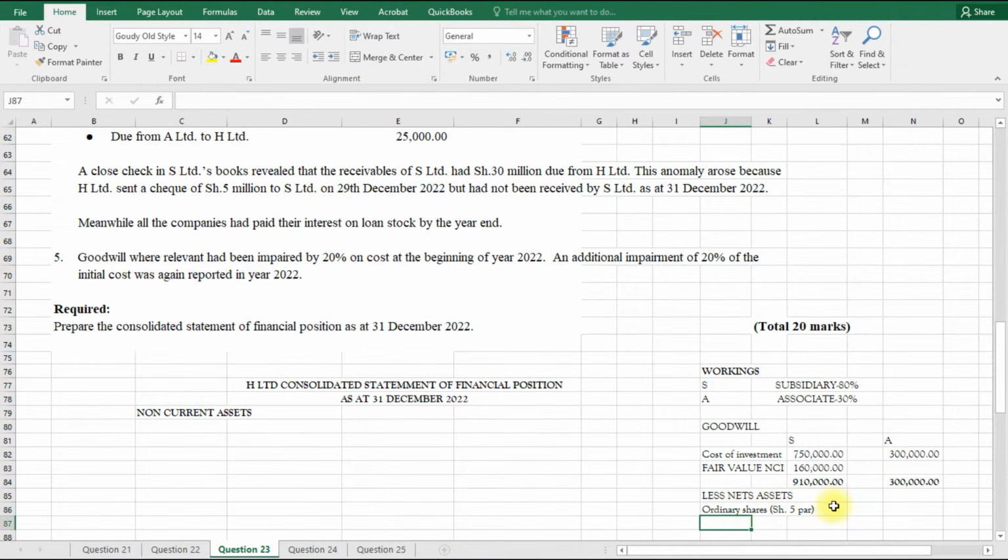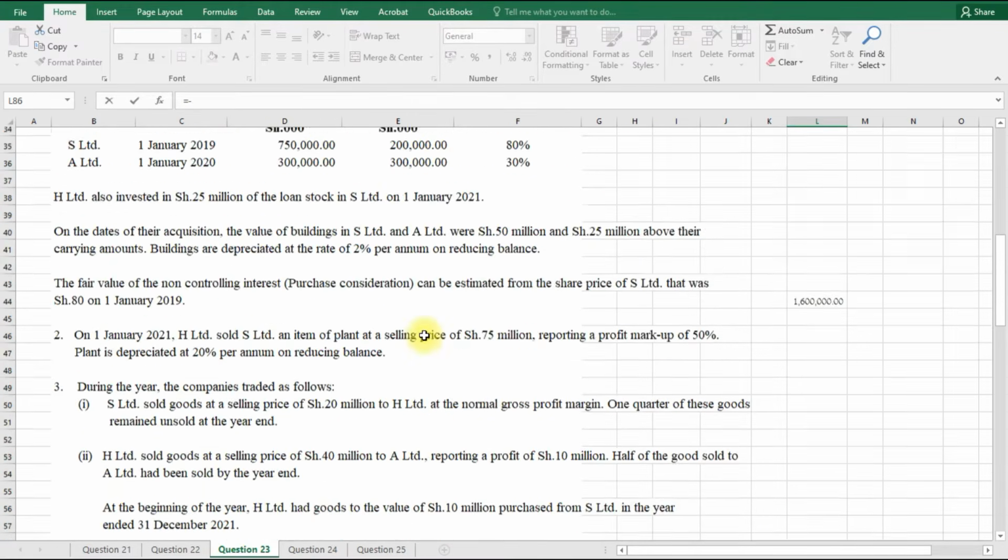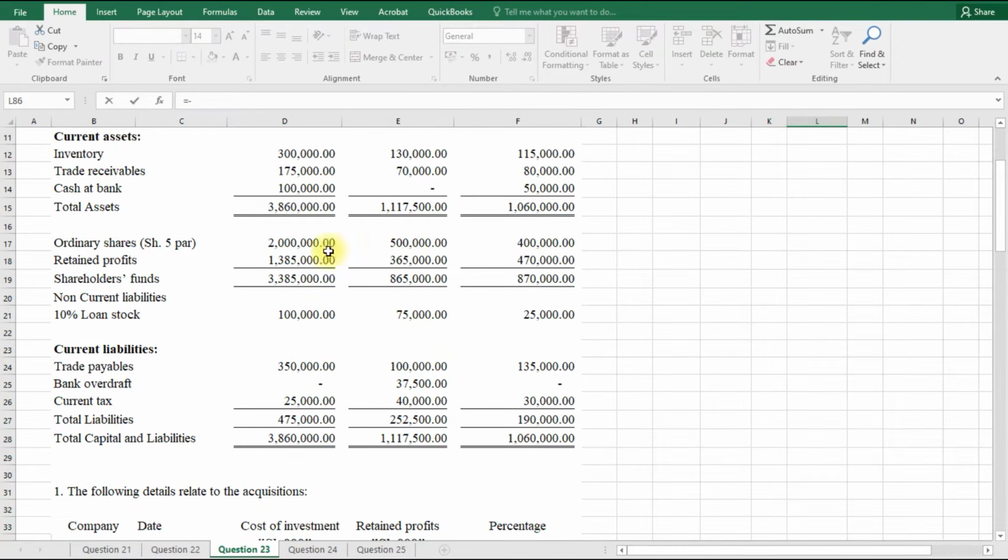So our ordinary shares, I'll put a minus because we needed to minus to get the goodwill. It will be minus what we were having as our ordinary shares, 500,000.